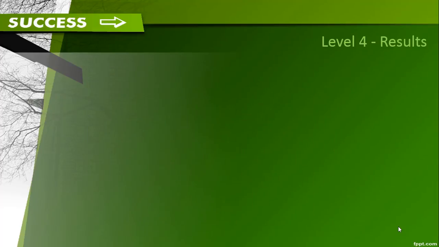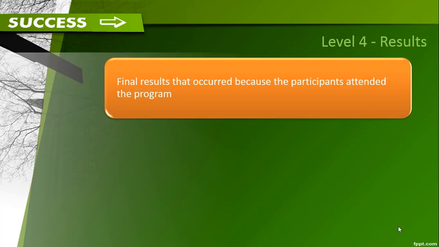Then the other area of difficulty was level 4 results. We haven't delved deeper into what level 4 means. There is a chapter that will be dedicated for this, but at a glance, level 4 talks about the final results that occurred because the participants attended the program.